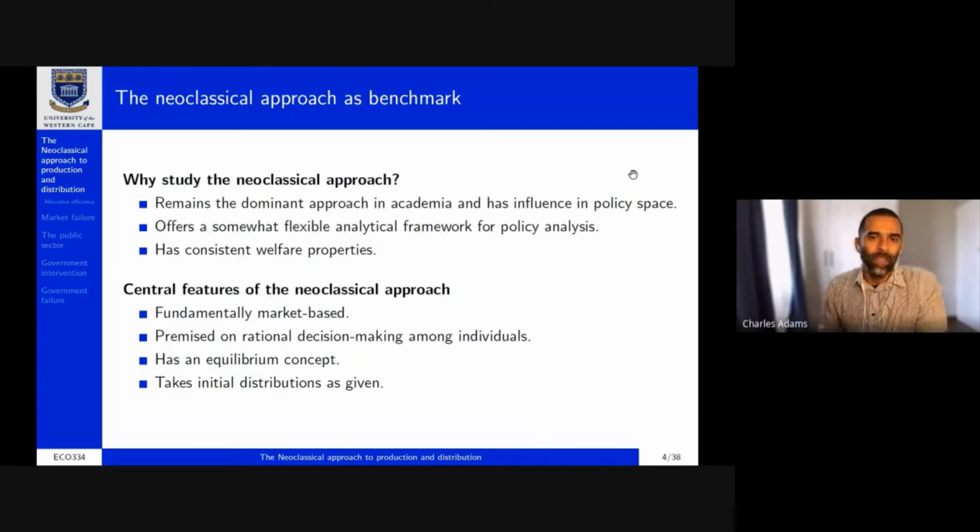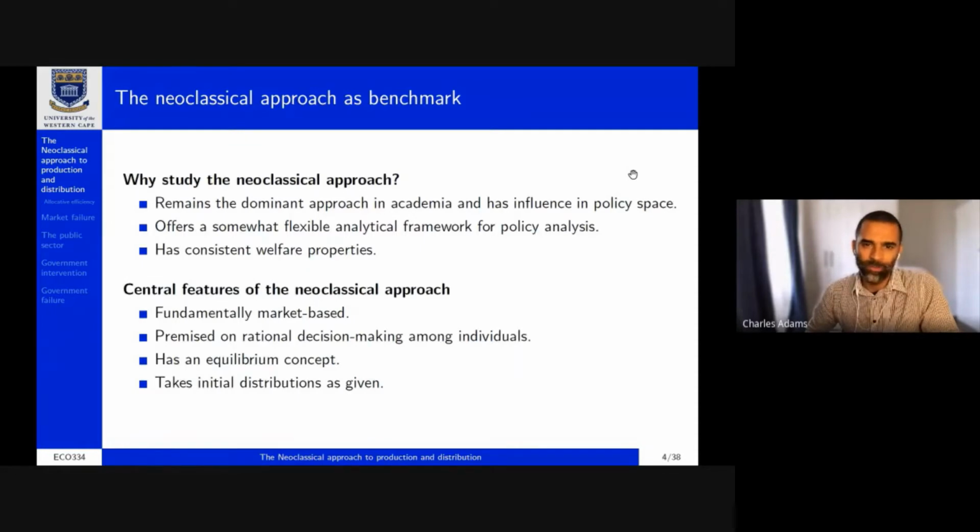Okay, so it remains the dominant approach, and this might not be the case forever. In our first session, I talked about how economics is moving into a more empirical paradigm, and there are people who entirely eschew the more formal modeling that we learn in our micro and macro courses for more empirical approaches to doing economics.